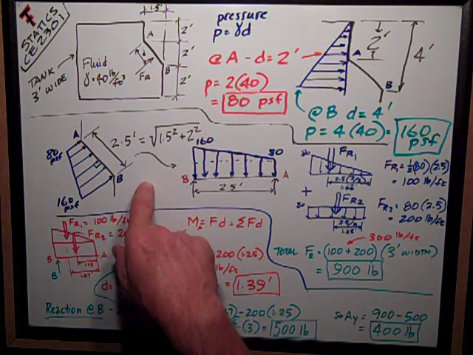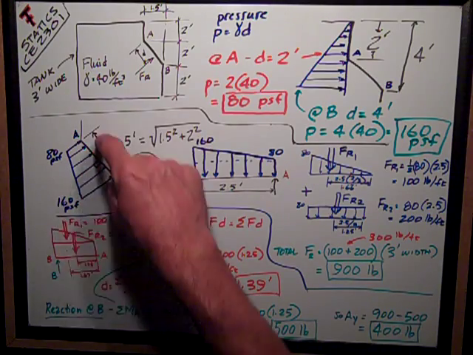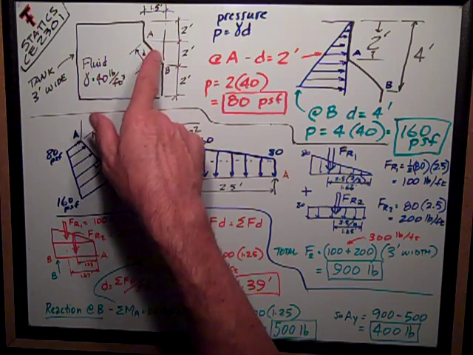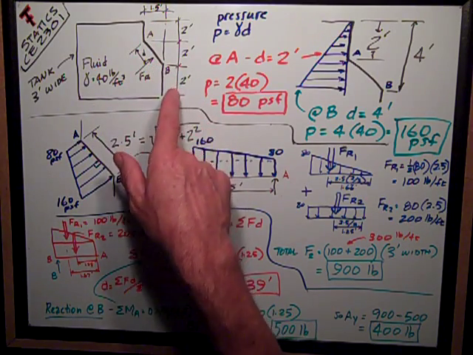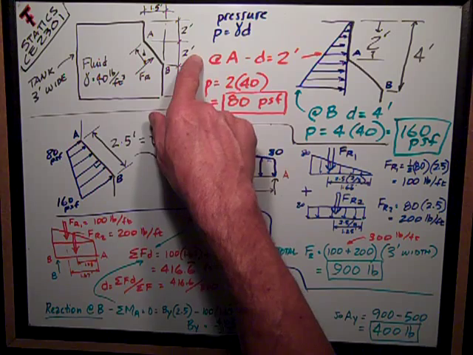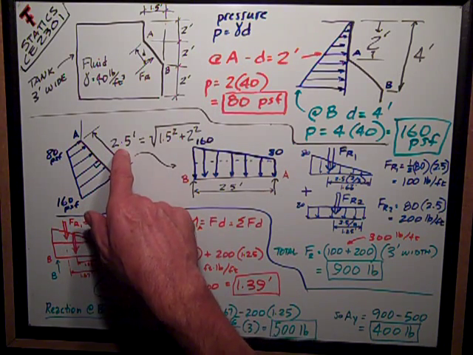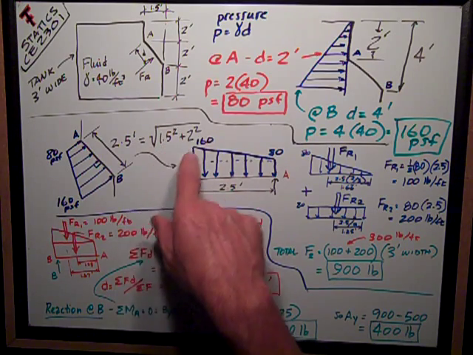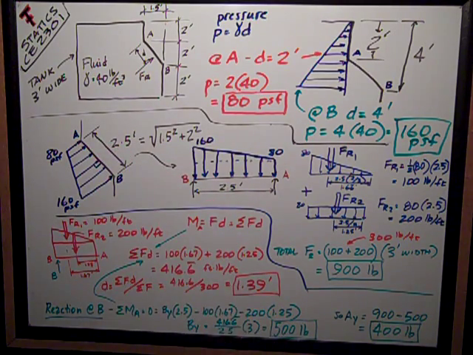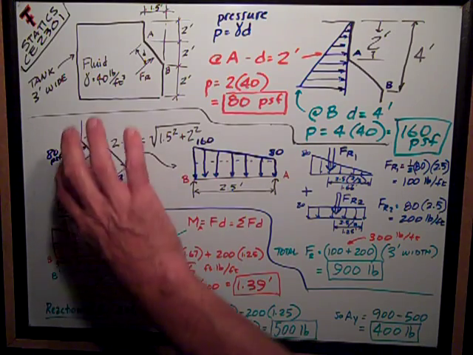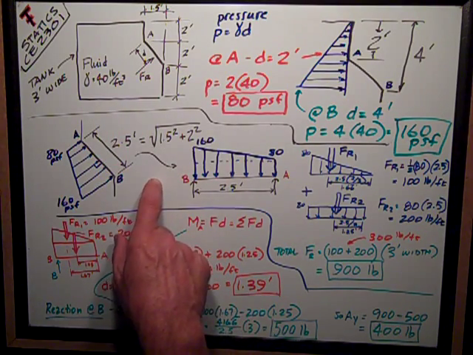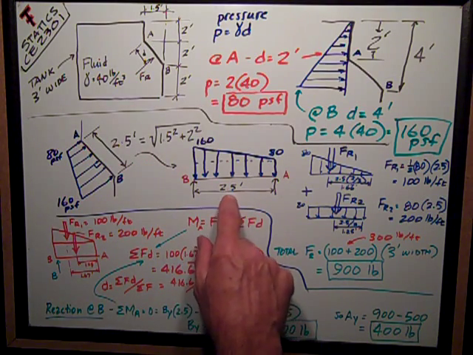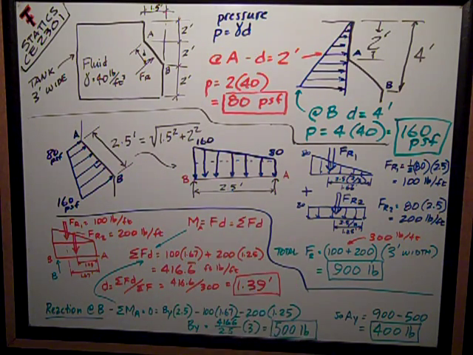representation. I can compute this distance here from A to B on the slope, knowing that it's 1.5 horizontal, 2 feet vertical. I recognize that as a 3, 4, 5 triangle, so that makes it 2.5. If I don't recognize it, I just get the square root of the sum of the squares, and that's 2.5 feet in length. Now I'm going to take that whole pressure distribution block, and I'm going to rotate it so I can look at it just as a beam.